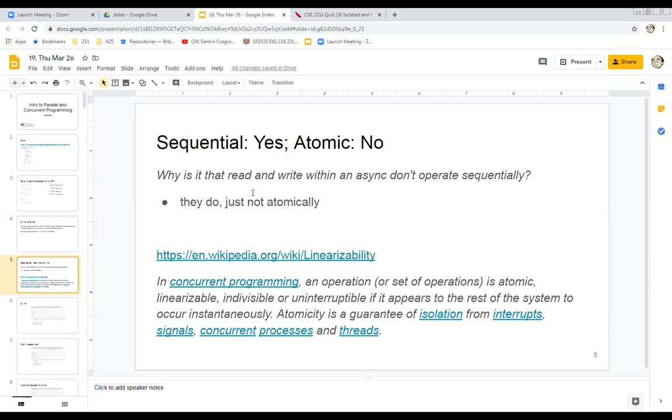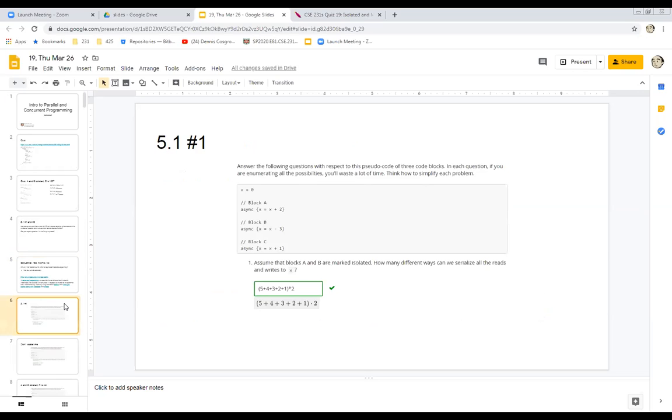The key is that they can be split in half. So you can be halfway through it and someone else gets a chance to go. I mean, the whole point is that things can run in parallel with each other. And so if you're accessing mutable data, you can get into trouble. So the answer to this question is 5 plus 4 plus 3 plus 2 plus 1 times 2, so 30. But let's go through how we acquire this answer.